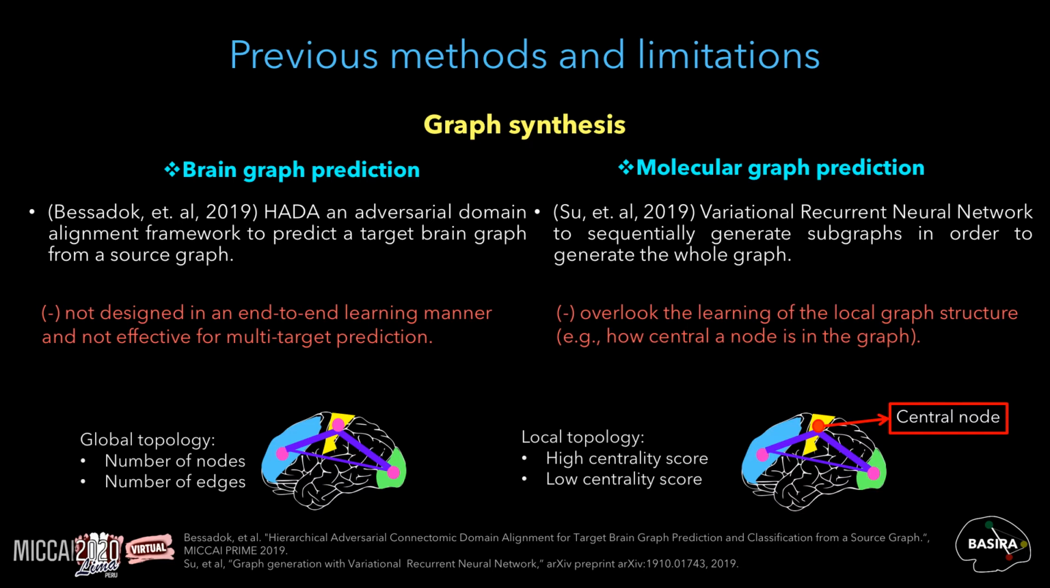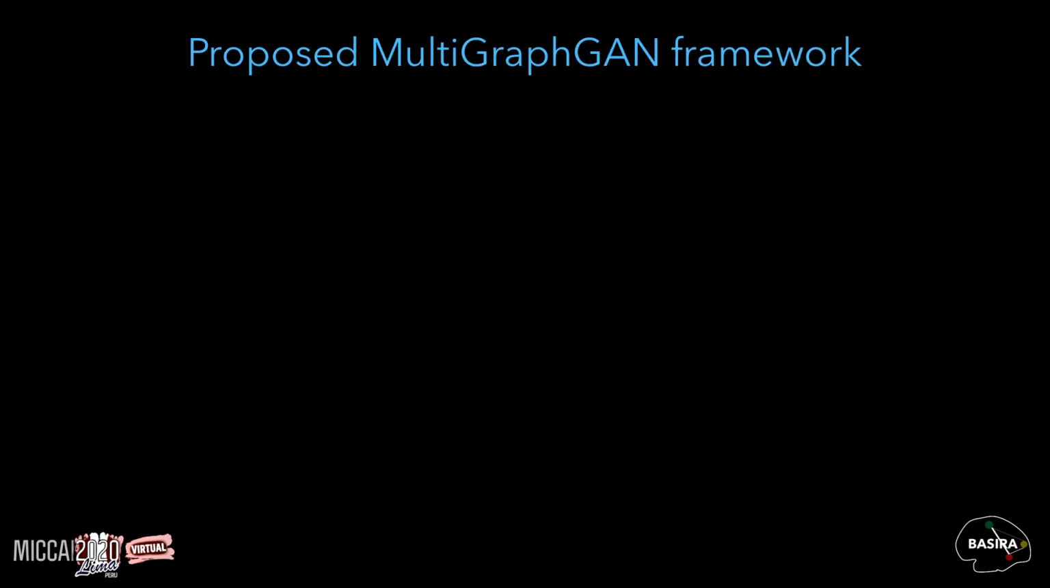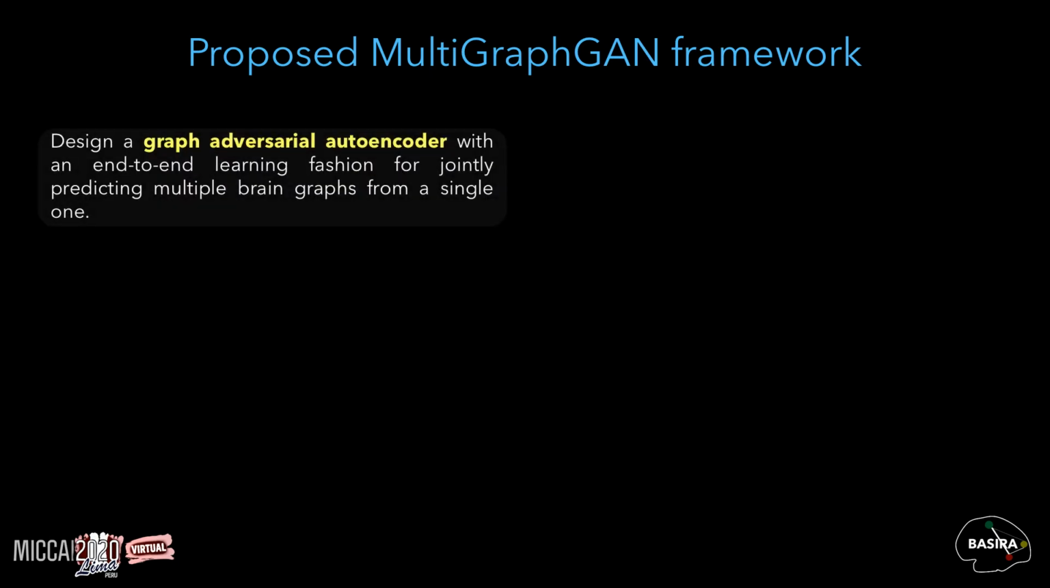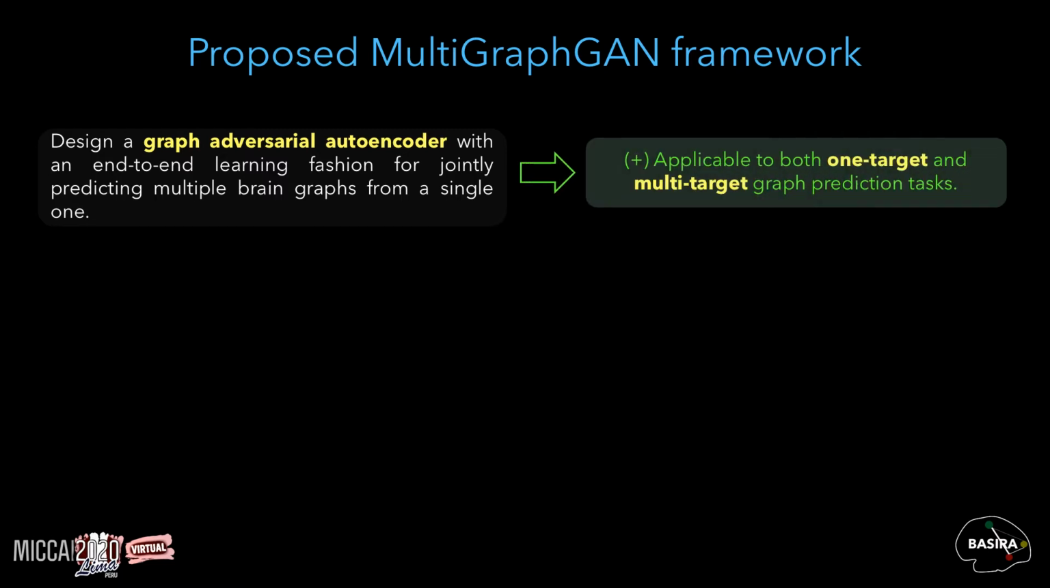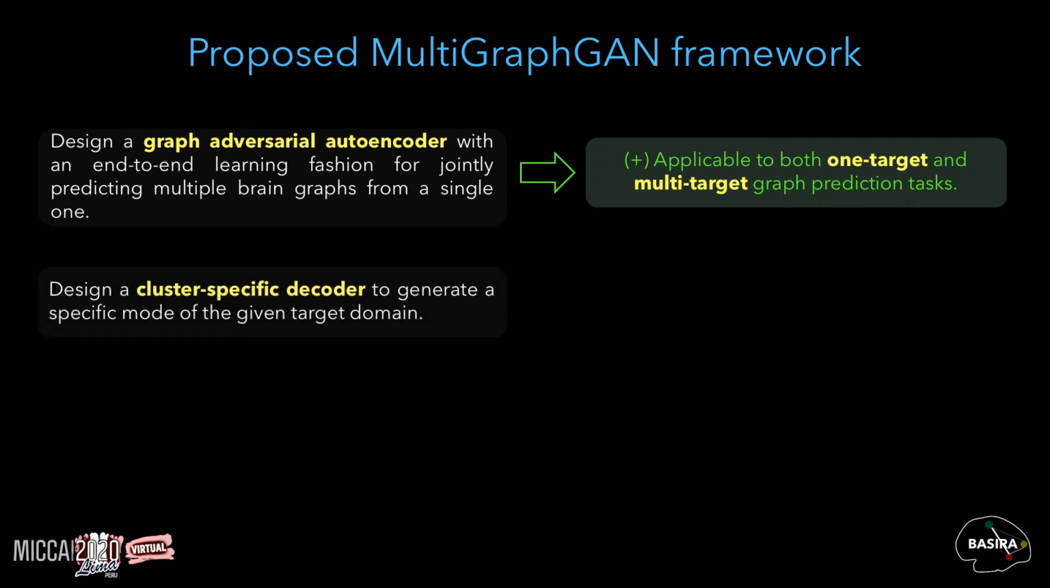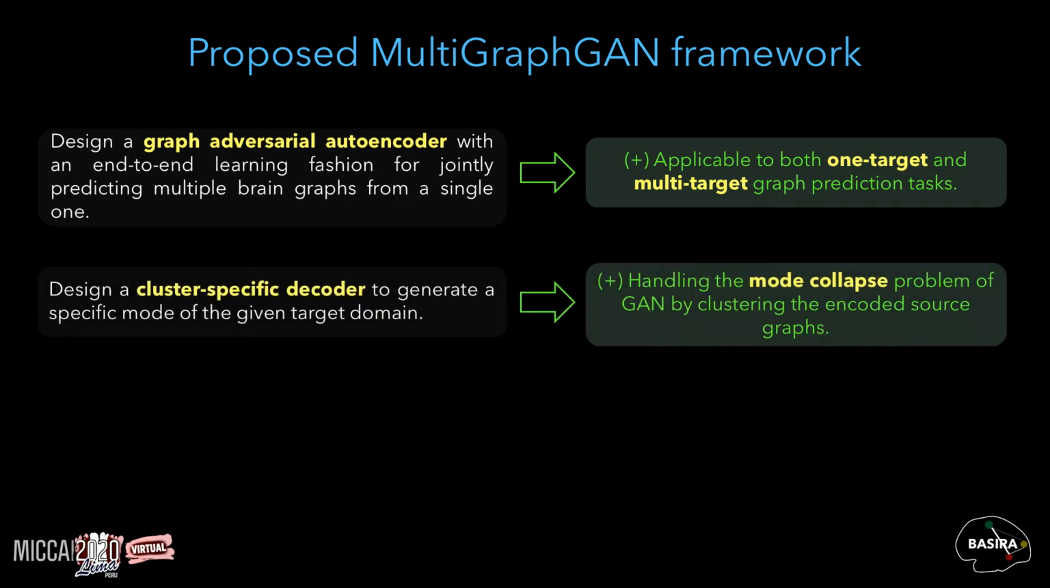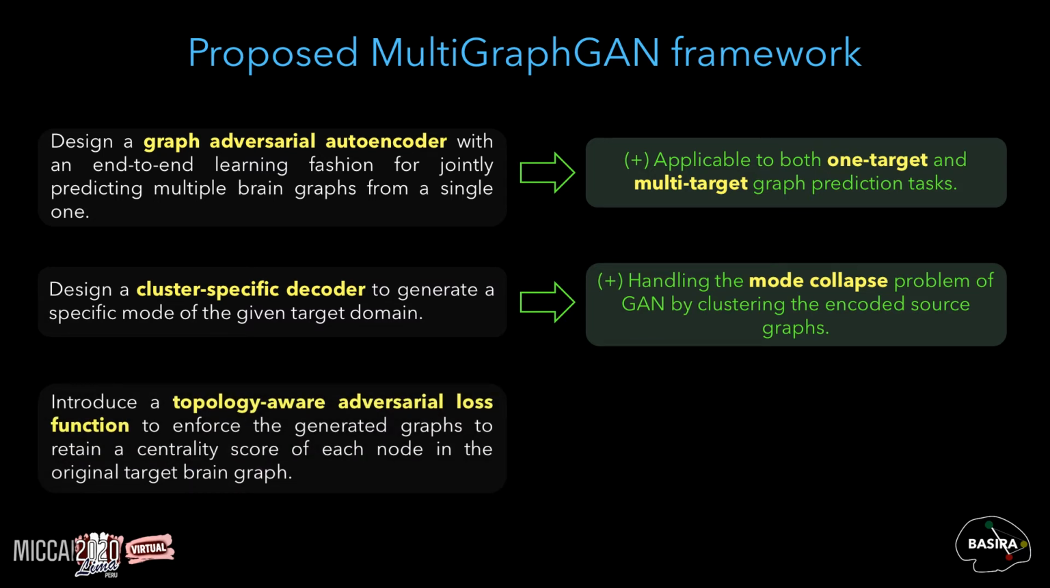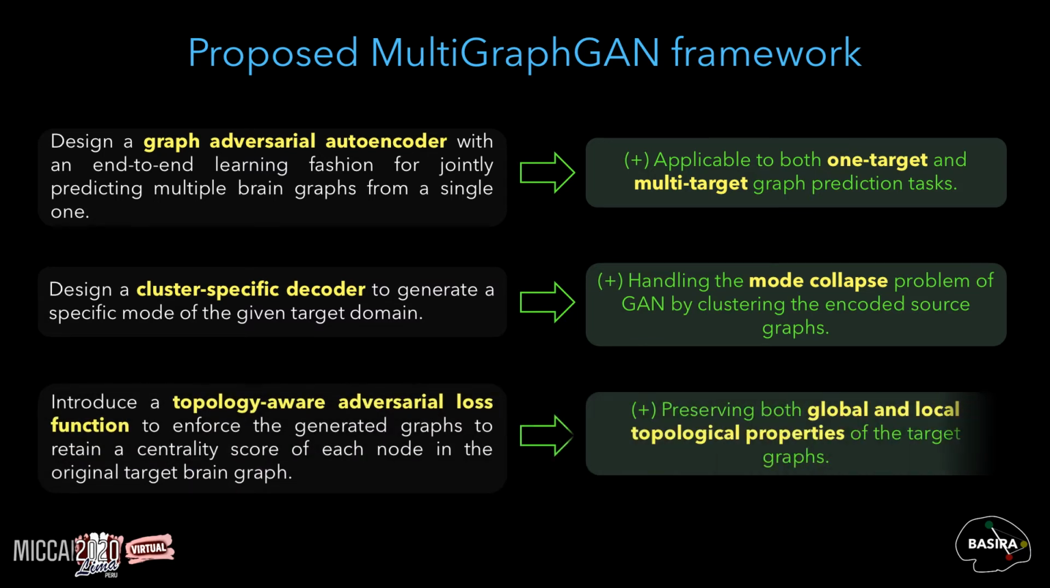of neurological disorders. To overcome all these limitations, we introduce MultiGraphGAN, where we first design a graph adversarial autoencoder with an end-to-end learning fashion, which is generic so it can be applicable for both one-target and multi-target prediction tasks. Second, we design a cluster-specific decoder which handles the mode collapse problem of GAN, where the decoder produces data that mimic a few modes of the target domain. Finally, we introduce a topology-aware adversarial loss function to preserve both global and local topological properties of the target graphs.